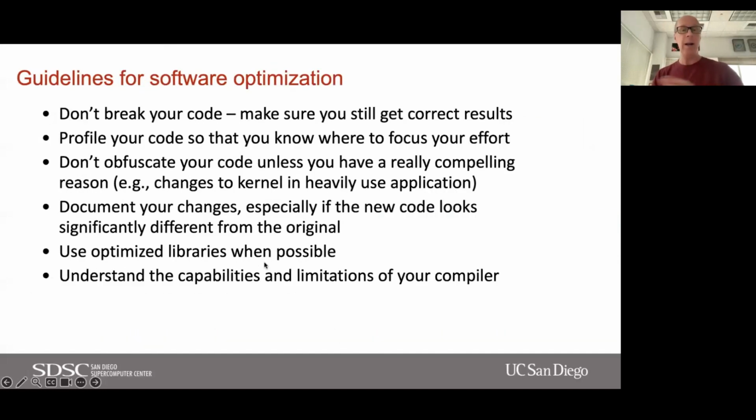Okay, so a few guidelines for optimizing your software. First, make sure that you don't break your code. I know this sounds very obvious, but I've seen this done already. I've done it myself, where you make an algorithmic change, you implement a clever optimization, and the code runs a lot faster, but now you're getting the wrong results. So we want to make sure that we're not getting the wrong results quickly.